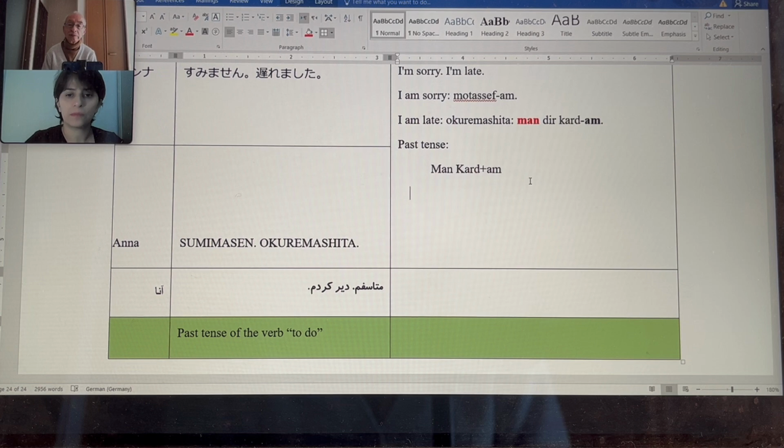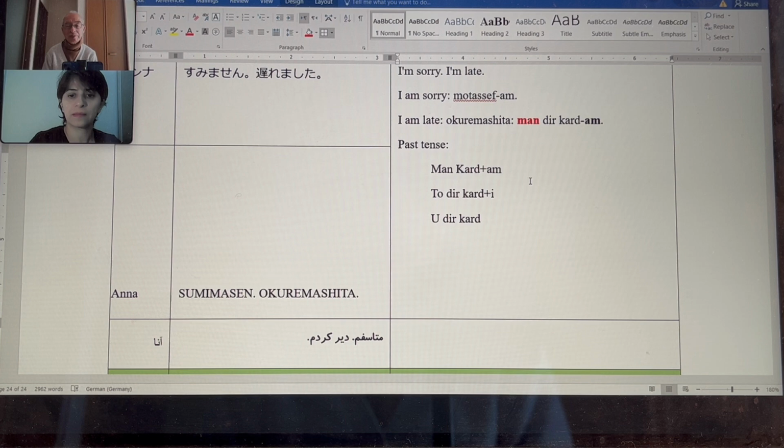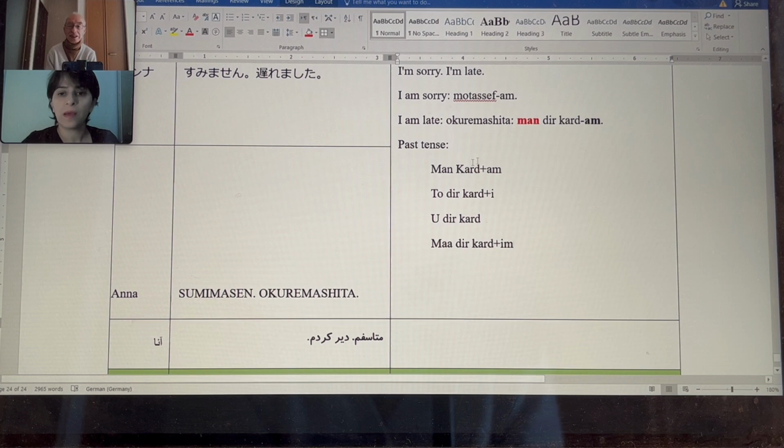It's also conjugated for the other persons. To dir kardi. U dir kard. And for the first person plural, ma dir kardim.